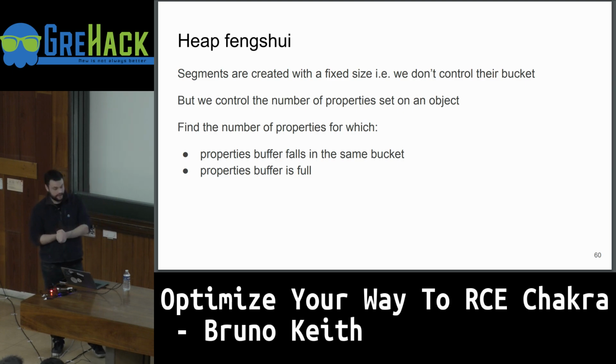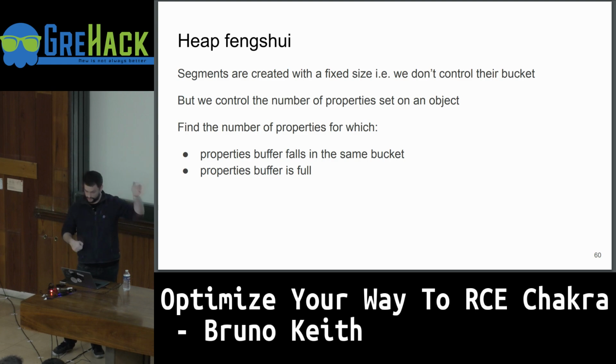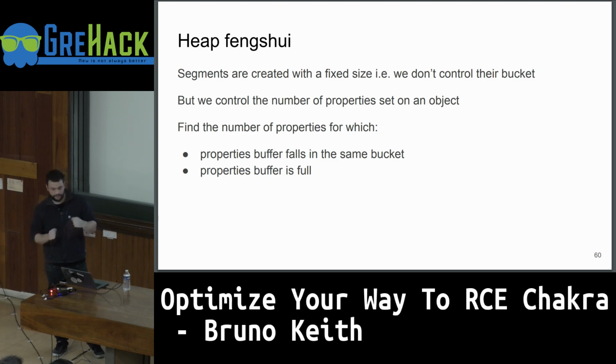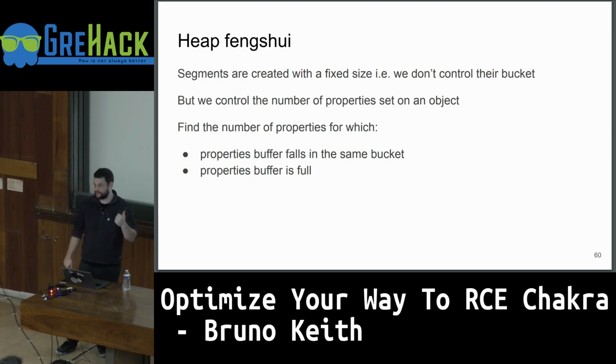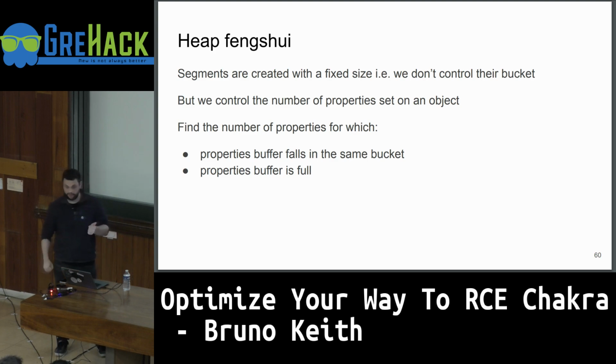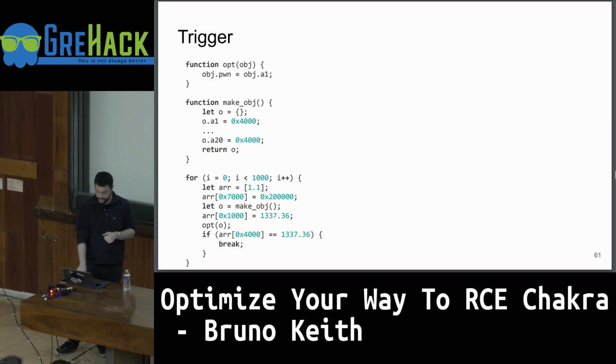So, heap factory. Segments are created with a fixed size when we create them, which is 18, as we saw in the previous slide, which means that initially we don't control their bucket, but we control the number of properties that we set on an object. So we have some kind of control over the bucket in which the property buffer will fall. We just need to find a number of properties for which the property buffer will fall in the same bucket as the array segment, and also the number for which the property buffer is full. That particular number happens to be 20, which is the example I have.